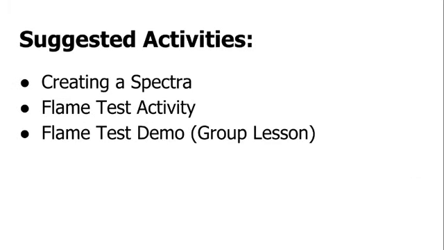Suggested activities would be creating a spectra, which is an intro of what a spectra is and how we obtain it through a flame test, giving the background about all the electrons. The flame test activity, where you're delving deeper into 6 specific elements that we're going to test and looking at chemical properties, physical properties, and truly seeing that every element is different. And then last but not least, the flame test demo.